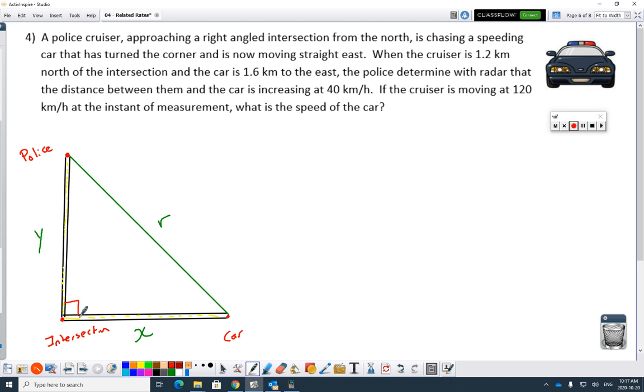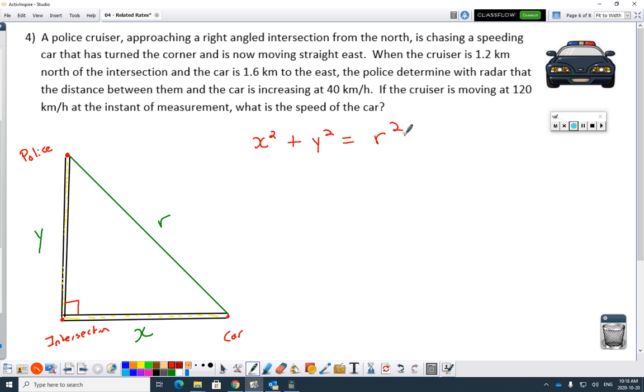It's the Pythagorean theorem. Really? x squared plus y squared equals r squared. That's how simple the situation is. Now, step 2.